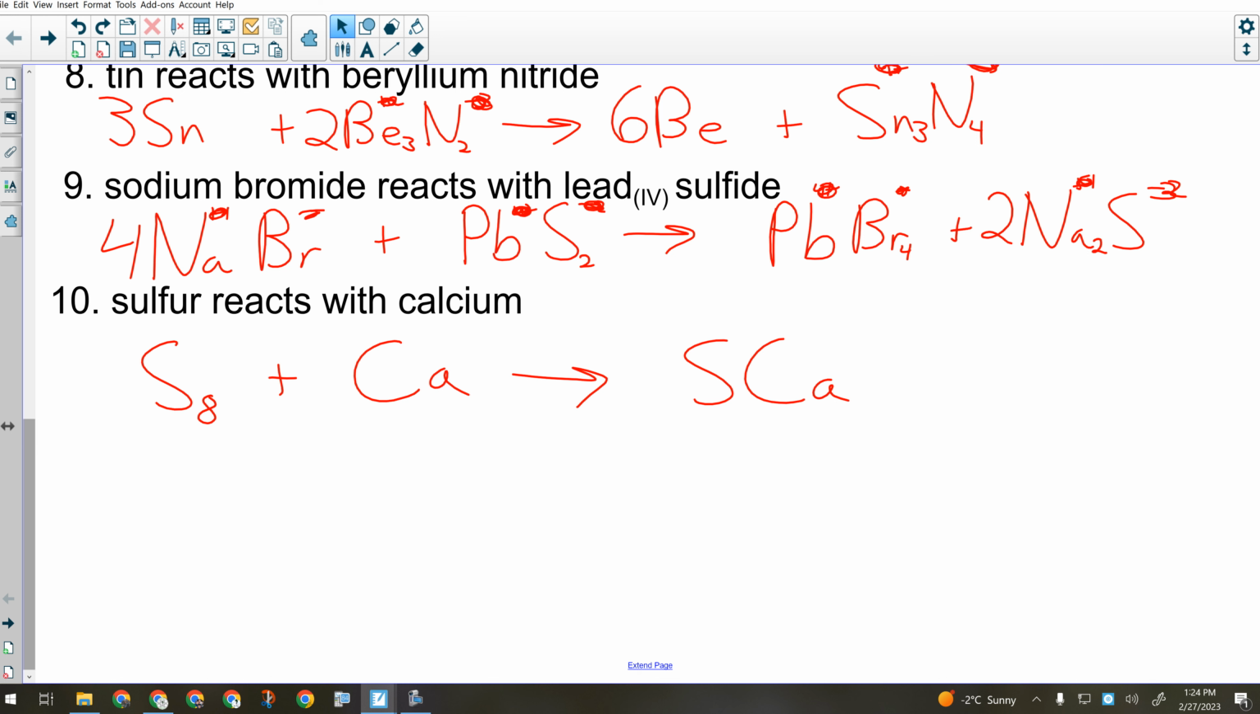Did I do anything wrong? Yeah. What kind of compound does calcium and sulfur make? It makes an ionic compound. That is not an ionic compound. Oh, come on. So it's going to be CaS. All right, this is a -2, that's a +2, so that compound is okay the way I have it written. But I've got 8 sulfur over here, so I'm going to need an 8 there and an 8 there.